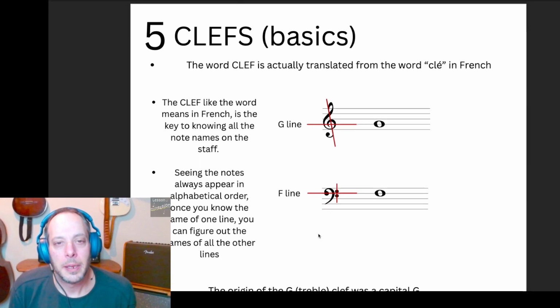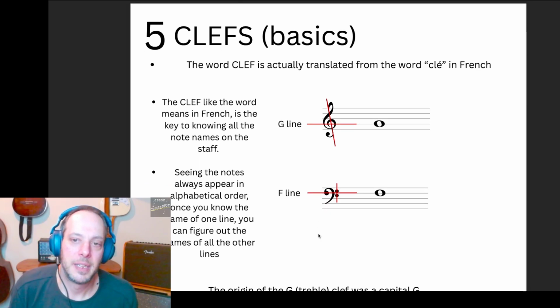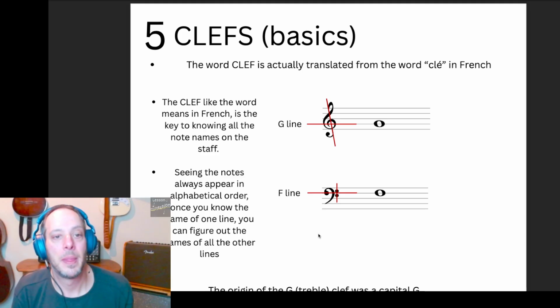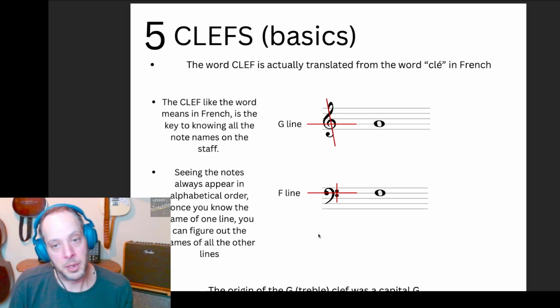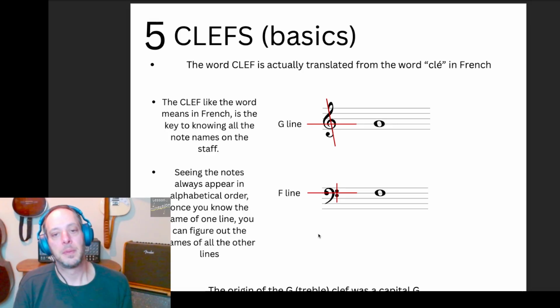So the word clef, it's actually a French word. It's the word clé, like a key. And it's the key to knowing all the note names on that staff.